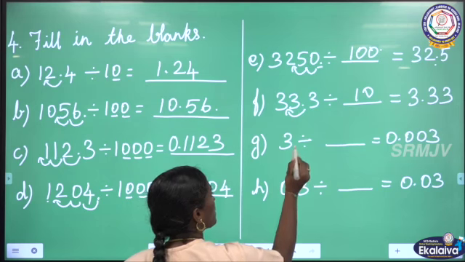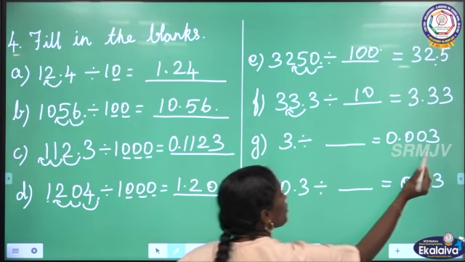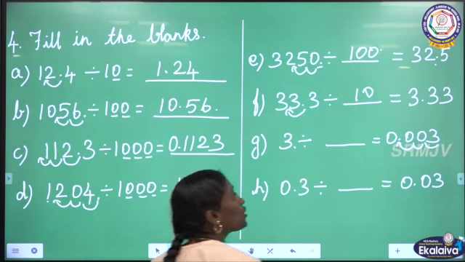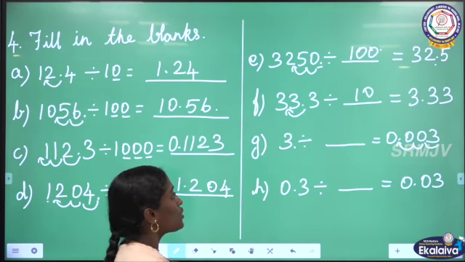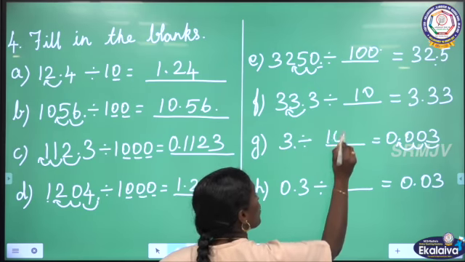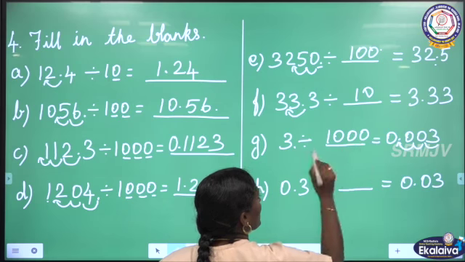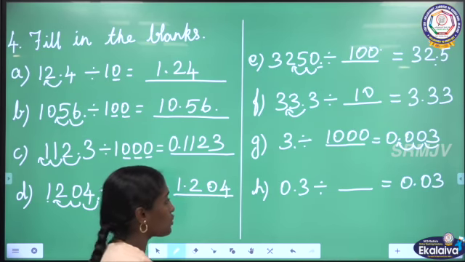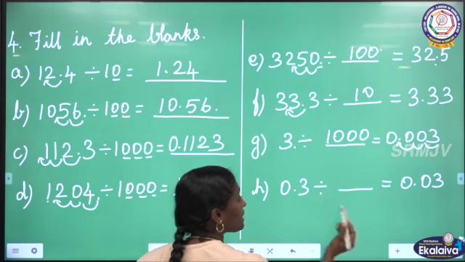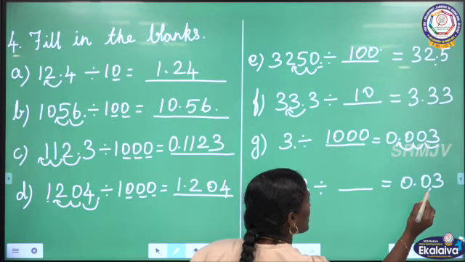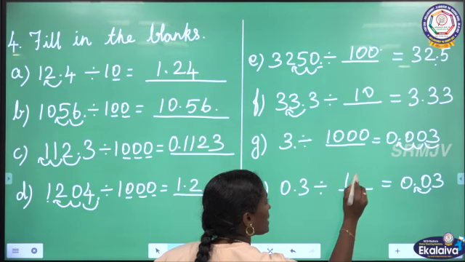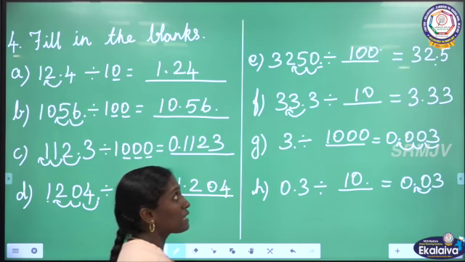Here 3 is a whole number. The decimal point moved 3 places to the left. So which is the divisor? 1000. While dividing a number by 1000, the decimal point will move 3 places to the left. Here 0.3, here 0.03. The decimal point moved 1 place to the left. So the divisor is 10. Was it clear, children?